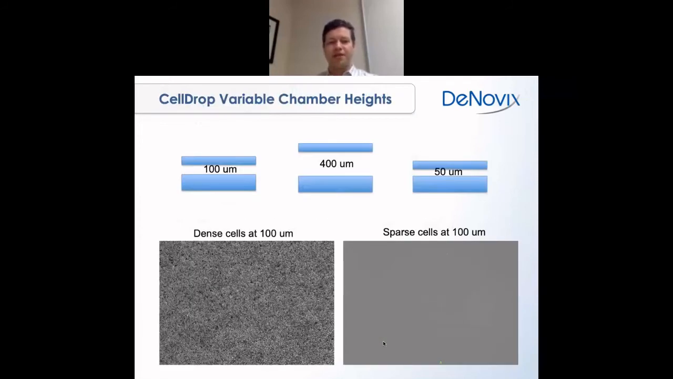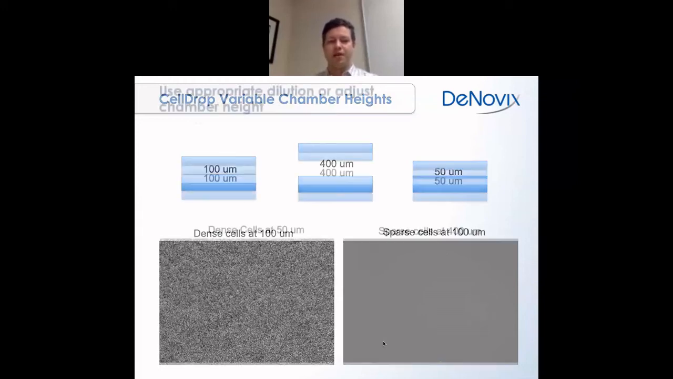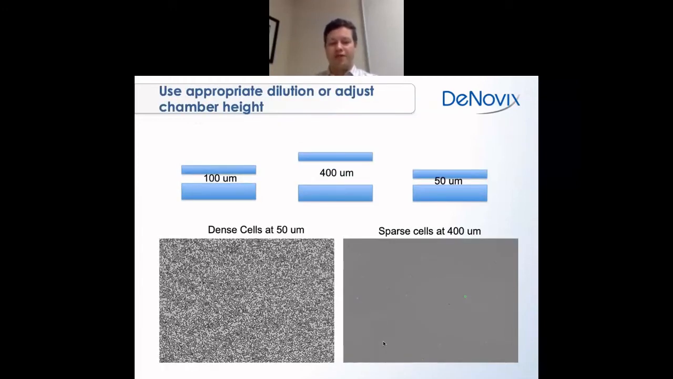So what you can see, if you have cells at 100 microns that are way too dense, like what I have here on the bottom left, or way too sparse, like I have here at the bottom right, like you only have about 5 or 6 cells there. You can just adjust those chamber heights. And now on the bottom left, essentially doing a 1-to-1 dilution on your cells. You now at least can see some background on those cells. It's still probably going to be pretty tough to count, but it is now possible, unlike with the previous image.